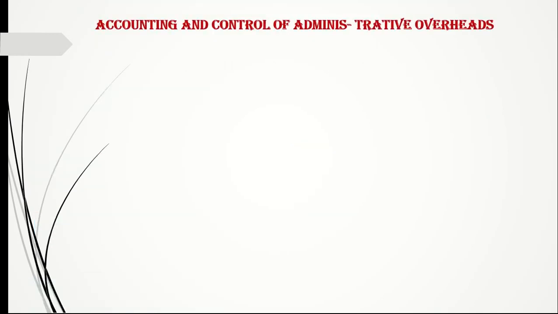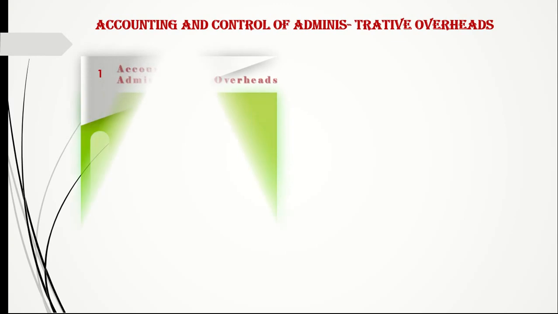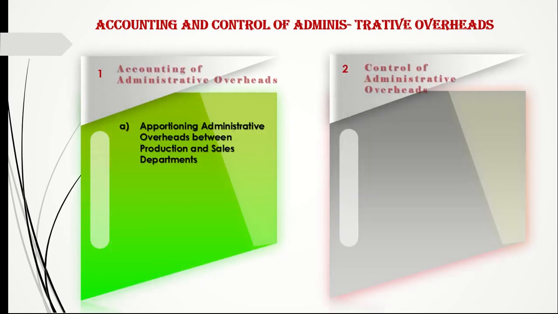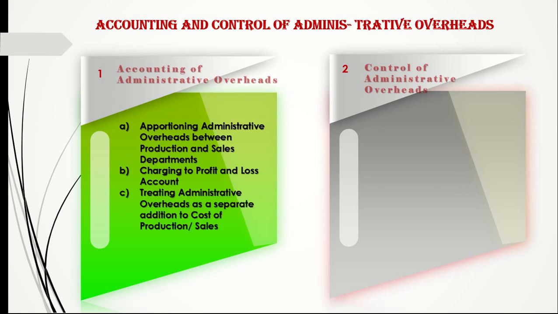Accounting and control of administrative overheads. Accounting of administrative overheads. 1. Apportioning administrative overheads between production and sales departments. 2. Charging to profit and loss account. 3. Treating administrative overheads as a separate addition to cost of production or sales.